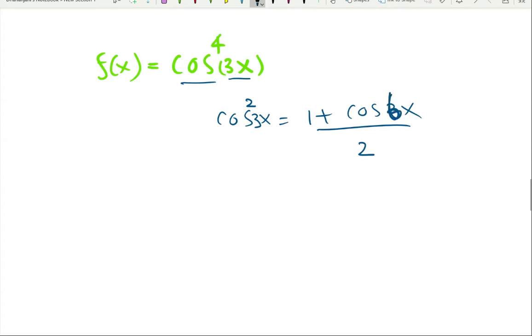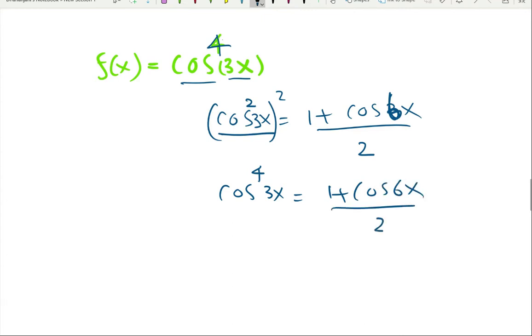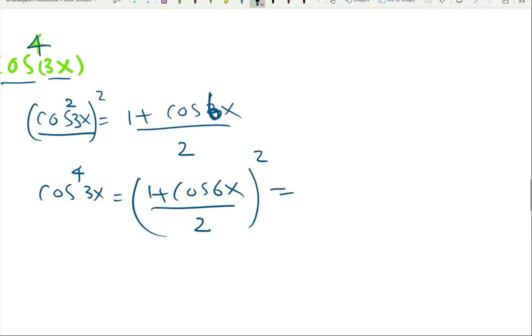Okay, now here we have cosine square. How do we get cosine to the power 4? Well, we square it, right? So this is cosine to the power 4 of 3x, which is actually 1 plus cosine 6x over 2 squared, similar to the previous problem. Now here what you can do is go ahead and pause the video and try to do it by yourself and compare with my answer.